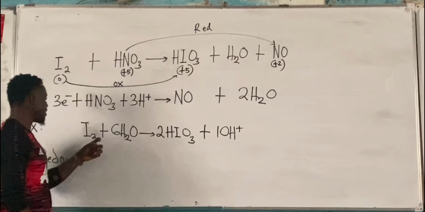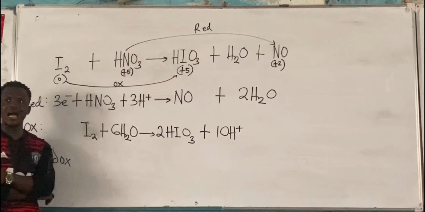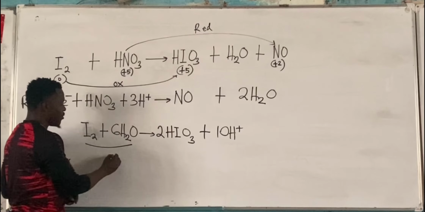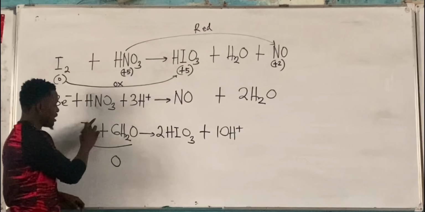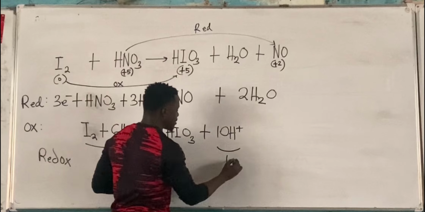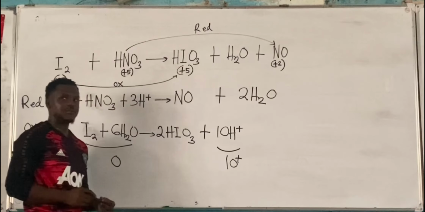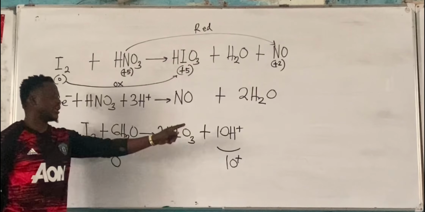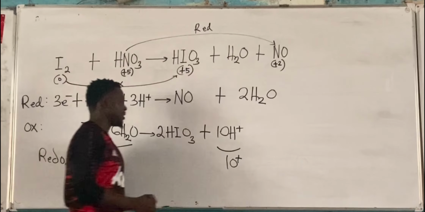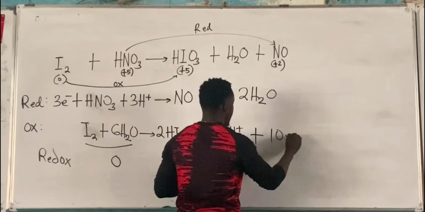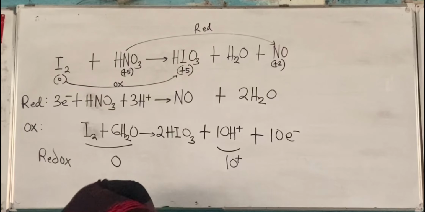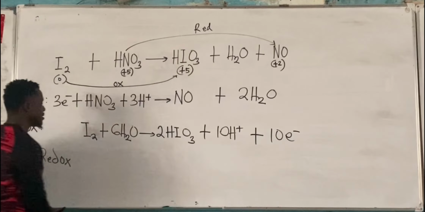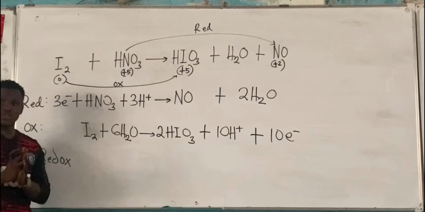Now let's look at that of the oxidation half cell. The reactant side is having 0 charge, 0, 0. The product side is having what? 10 plus. So the question now is, for me to reduce this 10 to 0, how many electrons will I add here? 10. So I'll say plus 10 electrons. Alright, please look up. Like I said, pay attention.